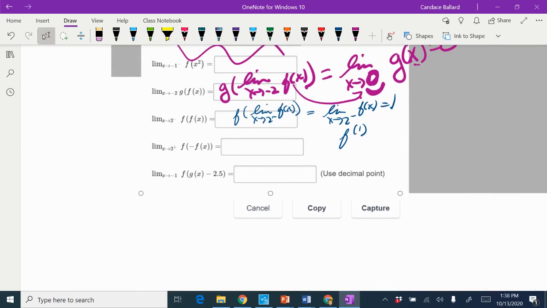So again, we do this when it's not continuous. So what that's going to produce is the limit as x is approaching 1 from the left of f of x, which we said was 2.